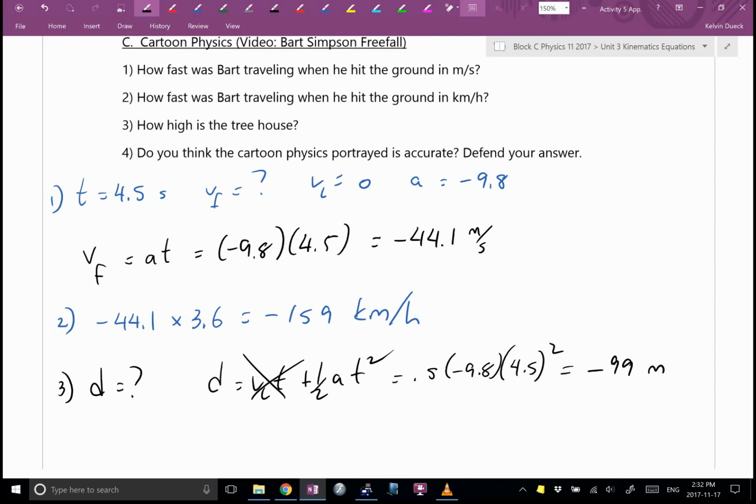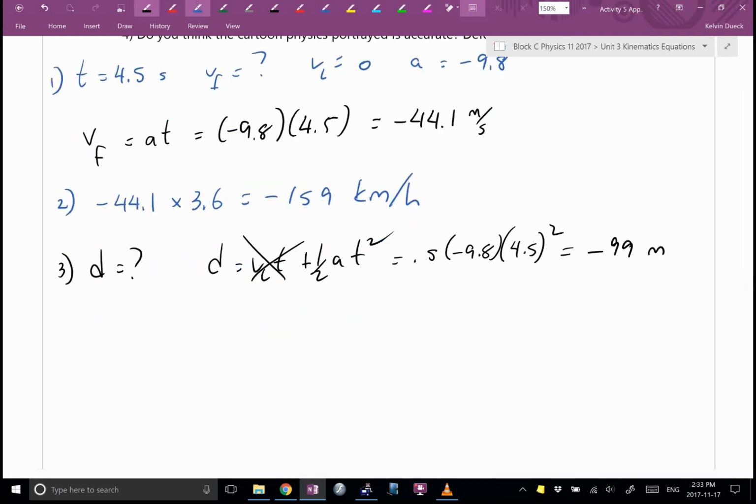Well, 160 kilometers per hour. That's like getting hit by a car at 160 kilometers per hour. That's like getting hit by a car speeding on the freeway. Not likely survivable. Okay? So, number 4, we'll say no. Bad height.